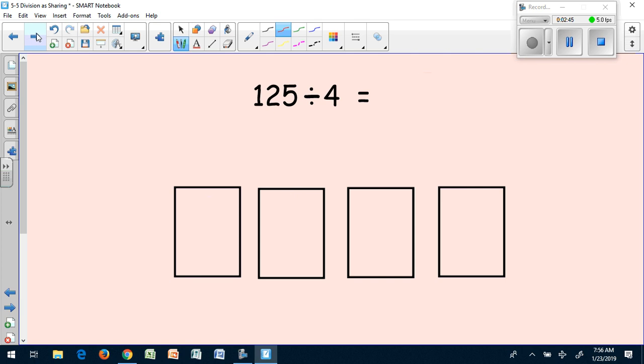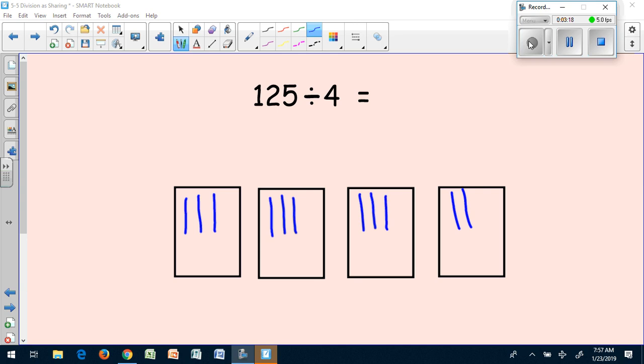Let's try another one. Write this down in your notebook and draw the 4 boxes or circles to divide into. I know that looking at 125 divided by 4, I'm going to be able to put several 10s in each box to get to 125. So let's start putting 10s in each box. 10, 20, 30, 40, 50, 60, 70, 80, 90, 100, 110, 120. Also, some of you may have realized that 120 divided by 4 is 30, and you could have put 3 10s in each box right from the beginning.